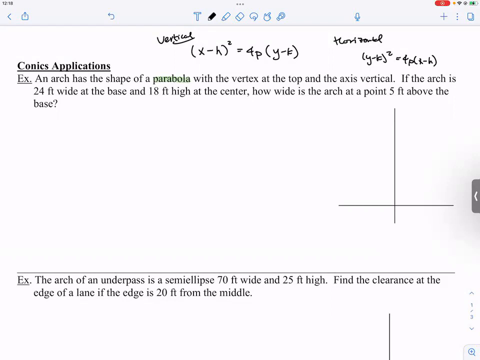So it says an arch has the shape of a parabola with the vertex at the top of the arch and the axis vertical. If the arch is 24 feet wide at the base and 18 feet high at the center, how wide is the arch at 5 feet above the base? So let's go ahead and draw a parabola first. Well, let me draw a better one.